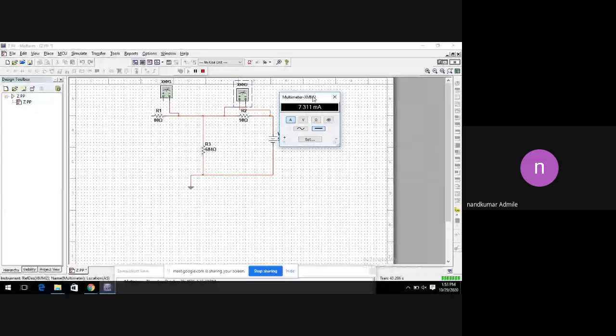Very good. So the value of Z11 is V1 divided by I1. The value of V1 is 5 volt and the value of I1 is 7.311. Make the calculation in a calculator: 5 divided by 7.311 milliampere. That will be our Z11. What is the unit of Z11? In which unit can we measure the value of Z11?